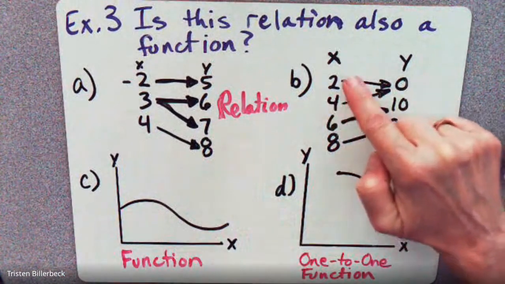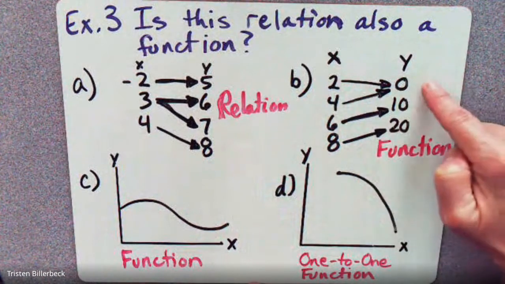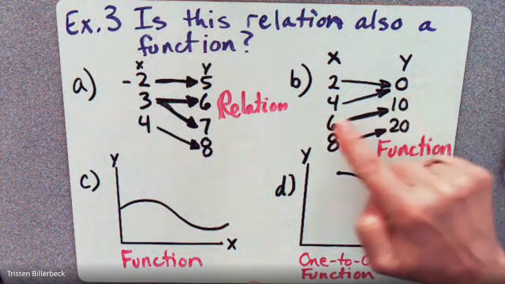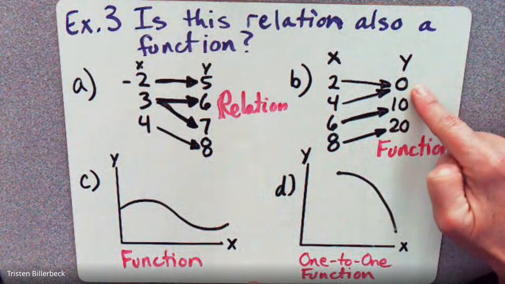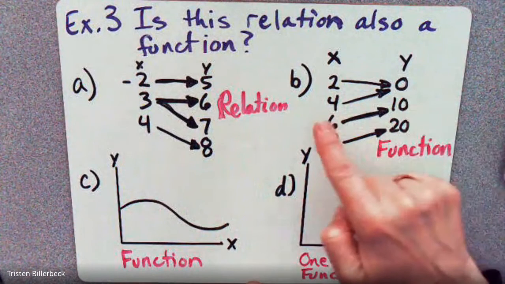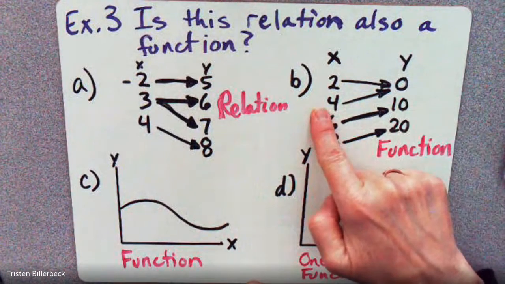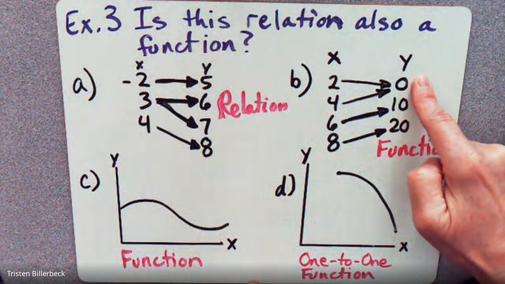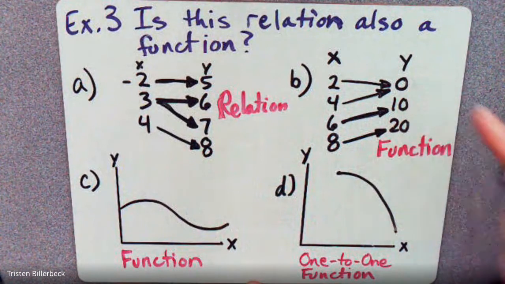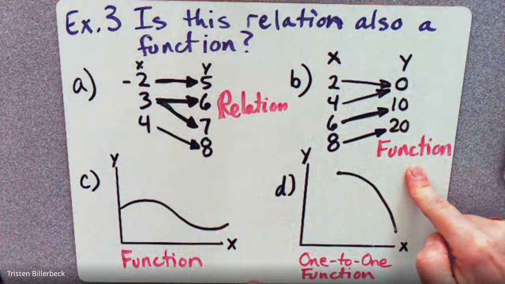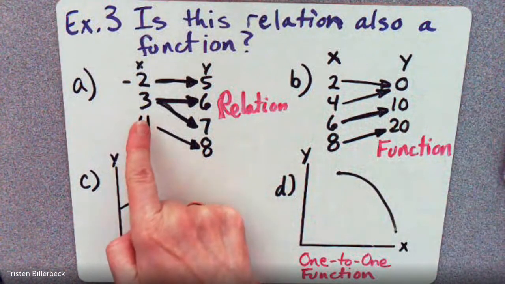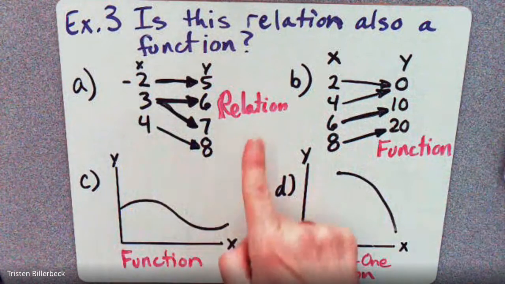On this one, we have an element from the domain mapping to 0 and an element of the domain mapping to 0 as well in the range, but for every x, there is only one y. For every input, there is only one output. That is the definition of a function. So this input has 2 outputs, so it's a relation.